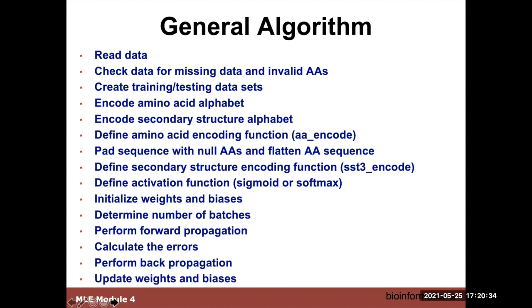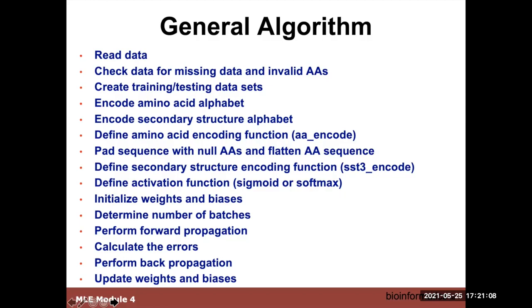Because we're running windows of about, I think it's 21 amino acids, we have to make sure that we have padded sequences at the beginning and at the end, because you want to be able to have your window run to the end and not start 10 or 11 residues into the sequence. So we put extra fake amino acids at the beginning and at the end so that our window can slide through. So we introduce what are called null amino acids.